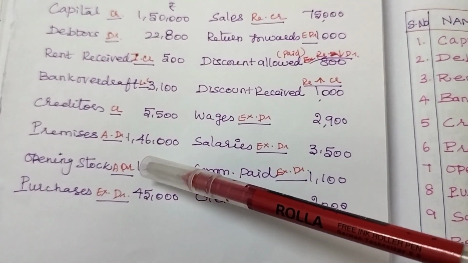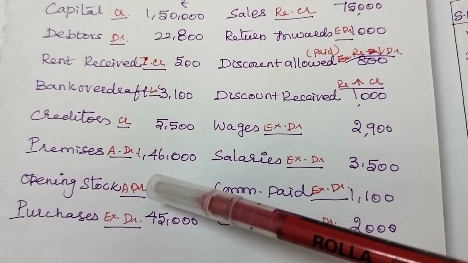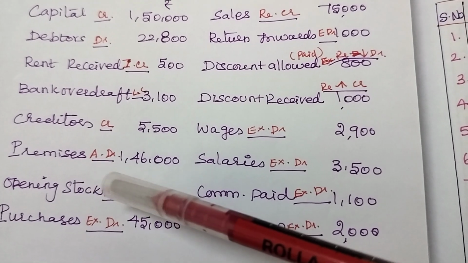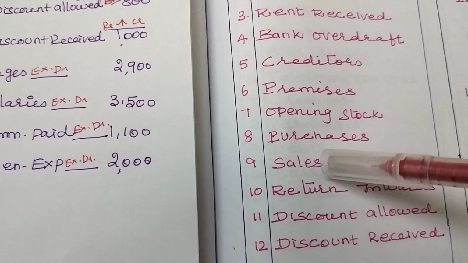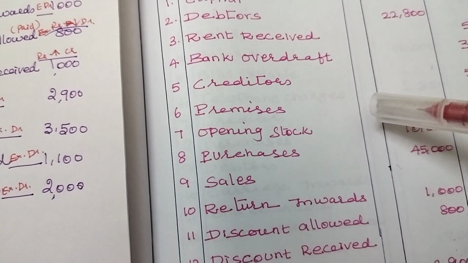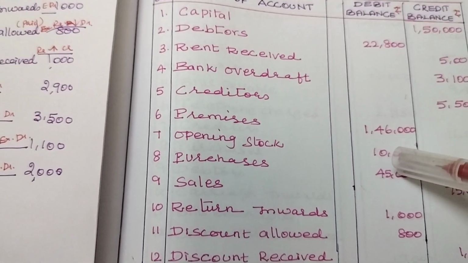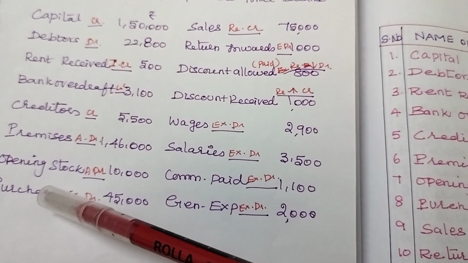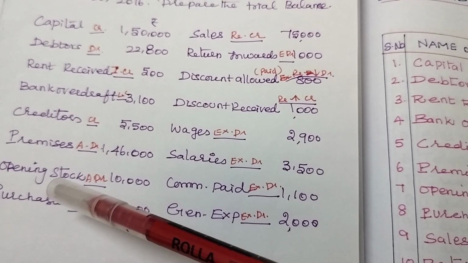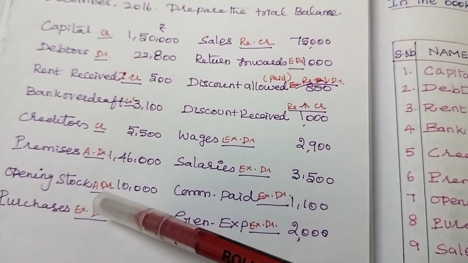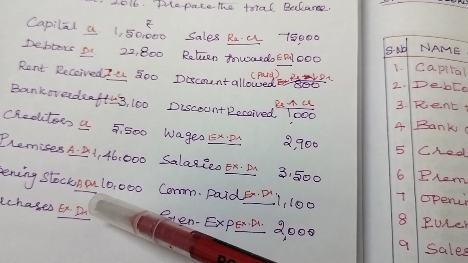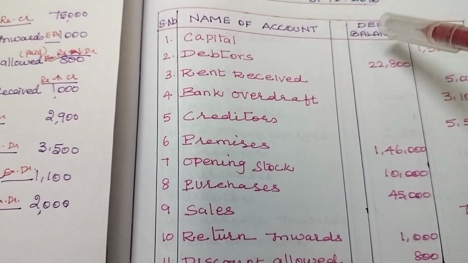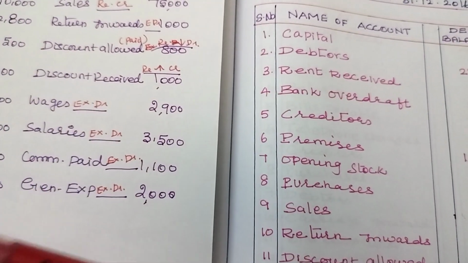Then premises rupees 1,46,000. Premises is an asset account. Whenever an asset increases, we debit the asset account. So premises rupees 1,46,000 is entered on debit balance. Then opening stock rupees 10,000. Stock comes under asset account. Whenever an asset account increases, we debit the asset account. So opening stock 10,000 rupees is entered on debit balance.